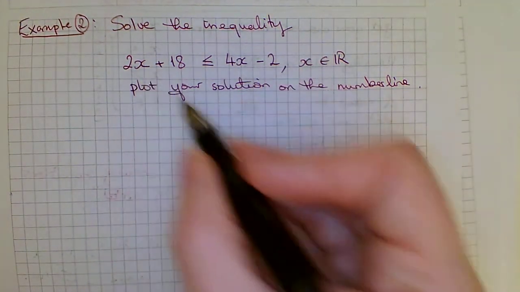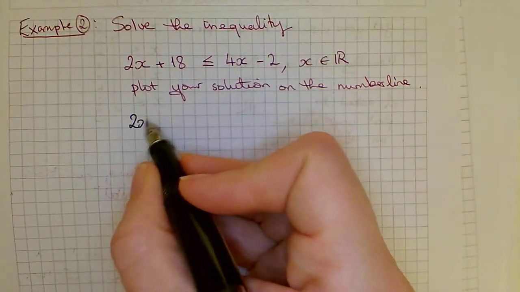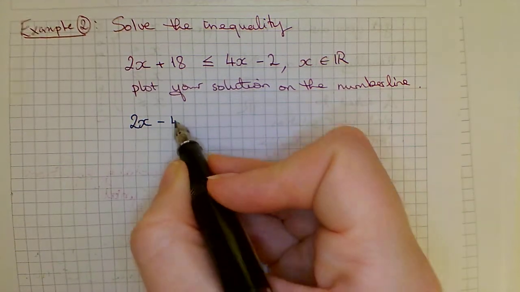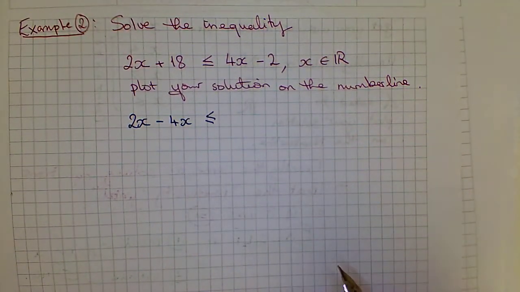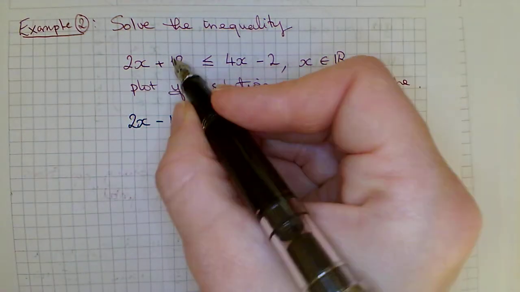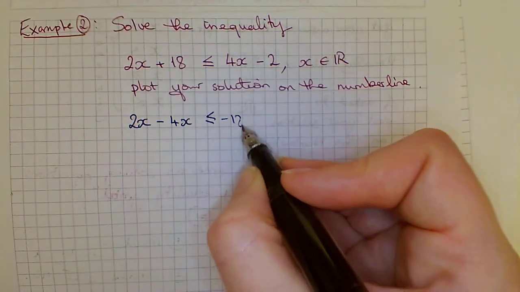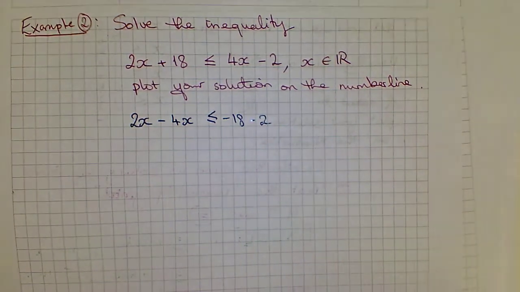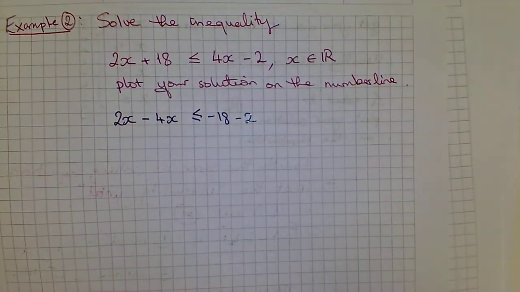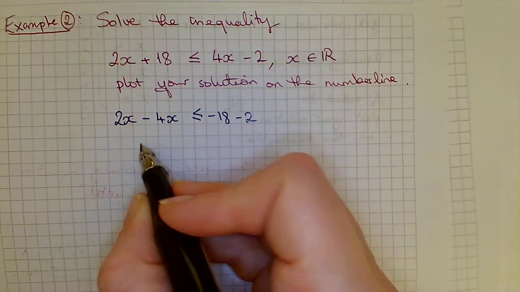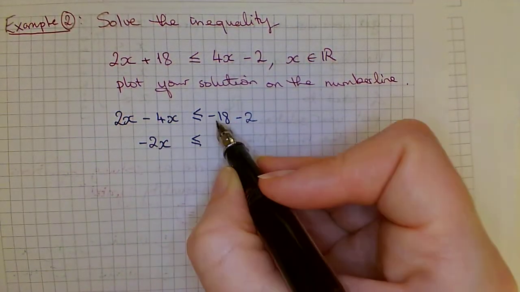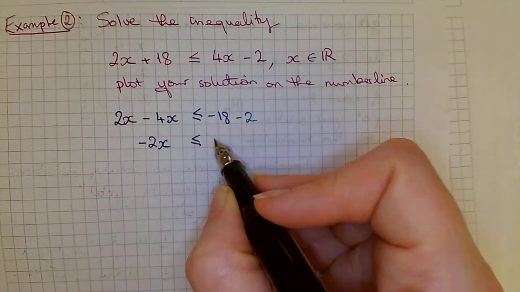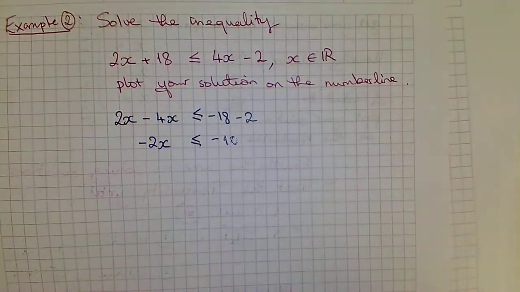So again, letters left, numbers right. 2x, the 4x comes over and becomes minus. I didn't multiply or divide, so my inequality symbol stays the way it is. The 18 goes over and becomes minus. I didn't multiply or divide, and my negative 2. Then I simplify. 2 take 4 is minus 2. Minus 2x less than or equal to. Minus 18 take 2 gives me minus 10.